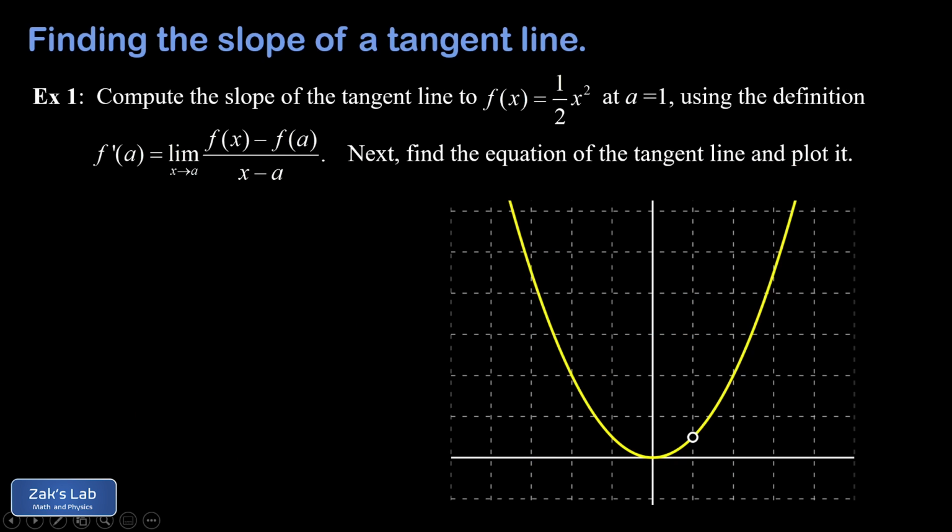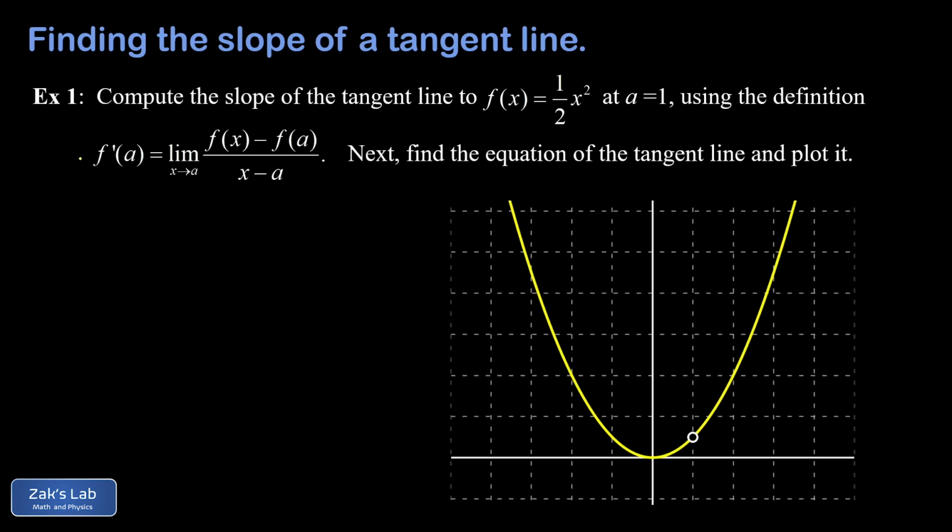Finally, we're going to work a couple examples with our new derivative formula, one for each formulation of this limit. In our first example, we have a function f(x) equals 1/2 x squared, and we're interested in finding the slope of the tangent line, in other words, the derivative, at a equals 1. And this time we're asked to use our first definition of this limit.